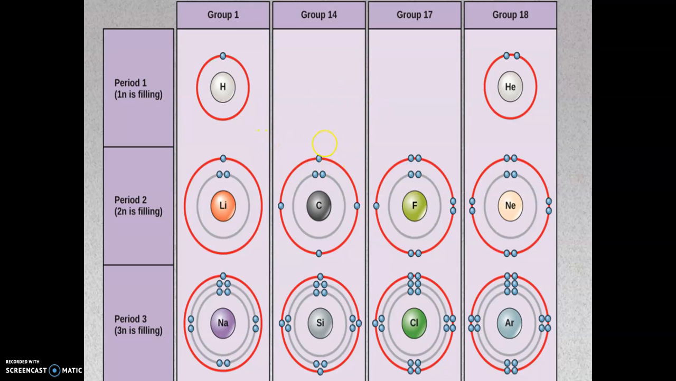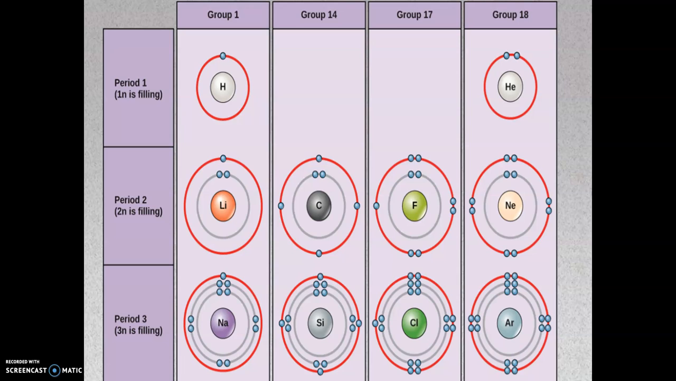Here you can see the third period elements, isn't it? Sodium, silicon, chlorine, argon. The last horizontal row, if you check, their number of electrons are increasing. In sodium, the last shell has only 1 electron. But in silicon, it is 2 electrons. For chlorine, how many electrons are there? Chlorine, it is 7. Is it 7?